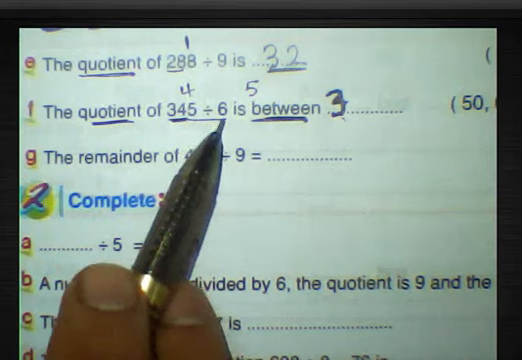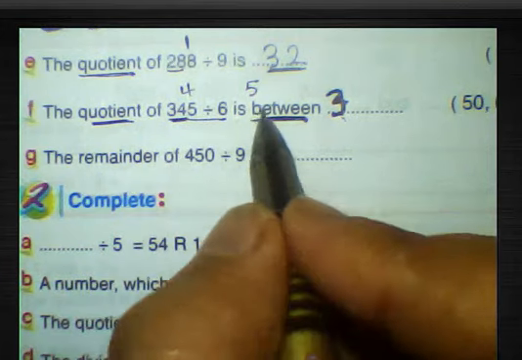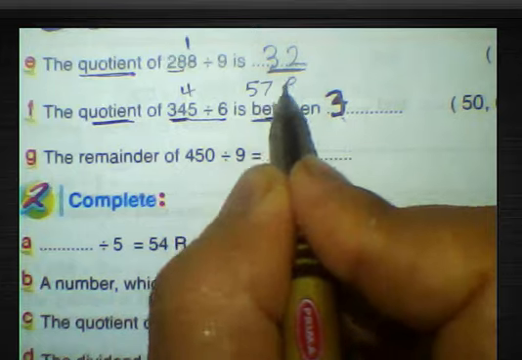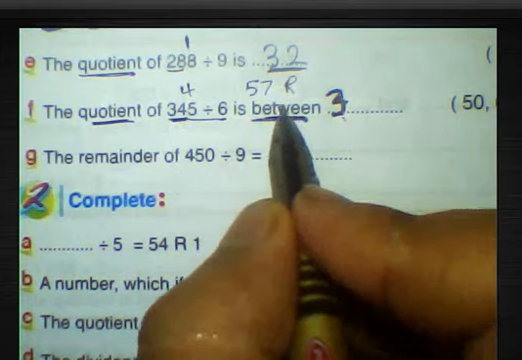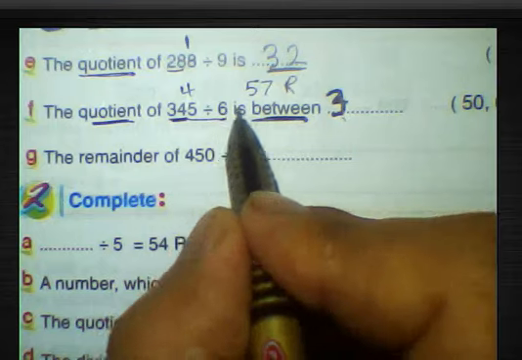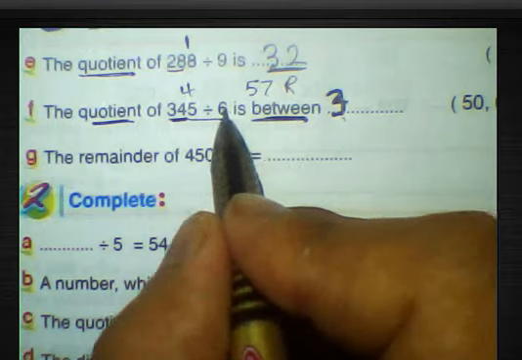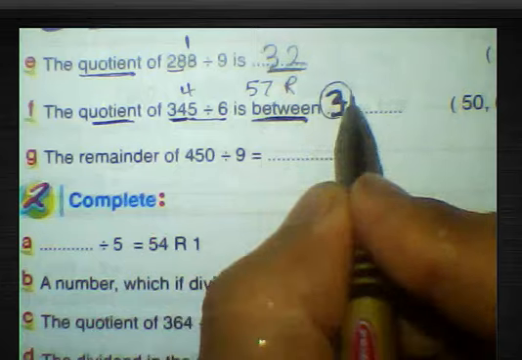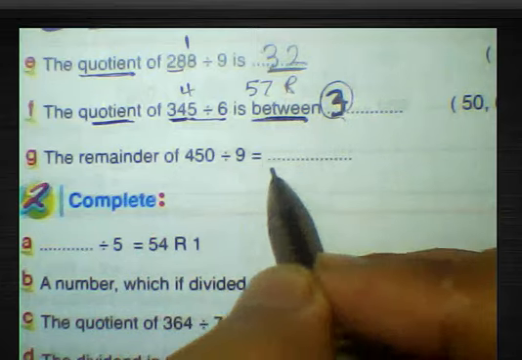45 divided by 6 equals what? 6 times 7 equals 42. And remember what? Count from 5 times 6, 6 times 7 equals 42, to this number, it will be remainder 3.